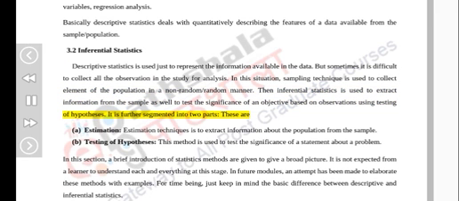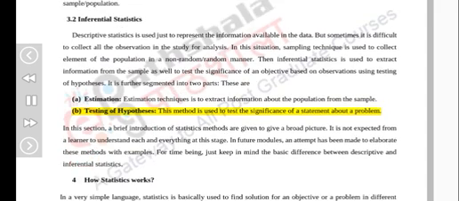It is further segmented into two parts. These are A. Estimation. Estimation techniques are used to extract information about the population from the sample. B. Testing of hypotheses. This method is used to test the significance of a statement about a problem.